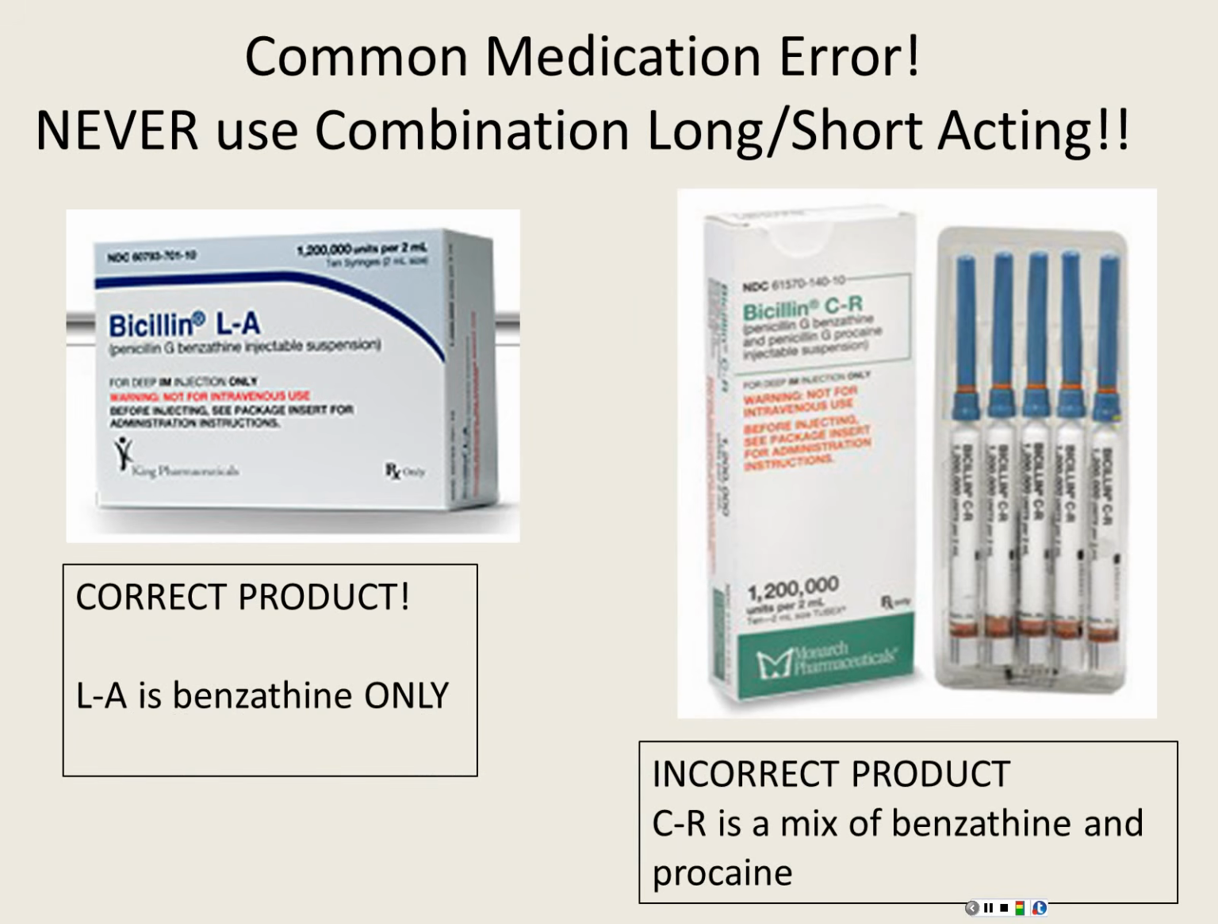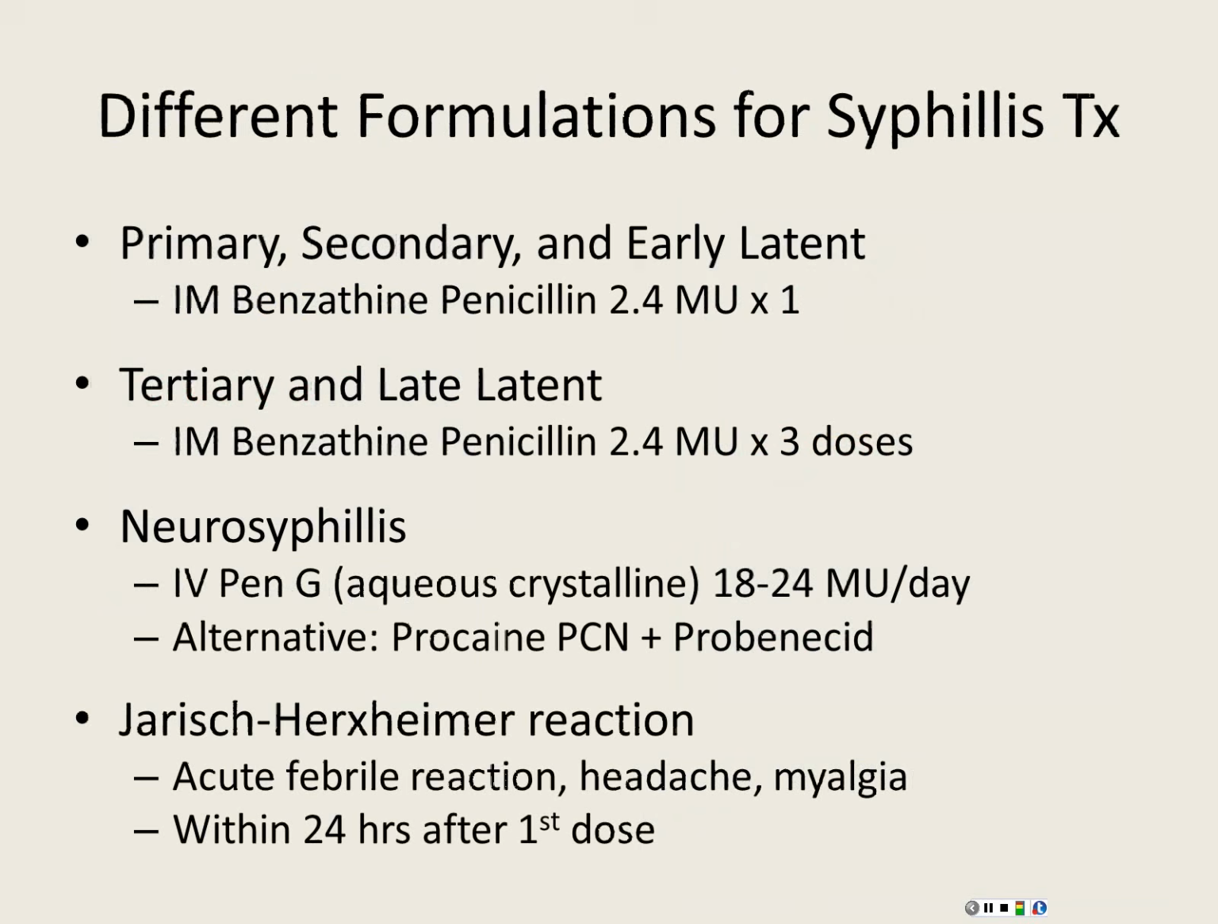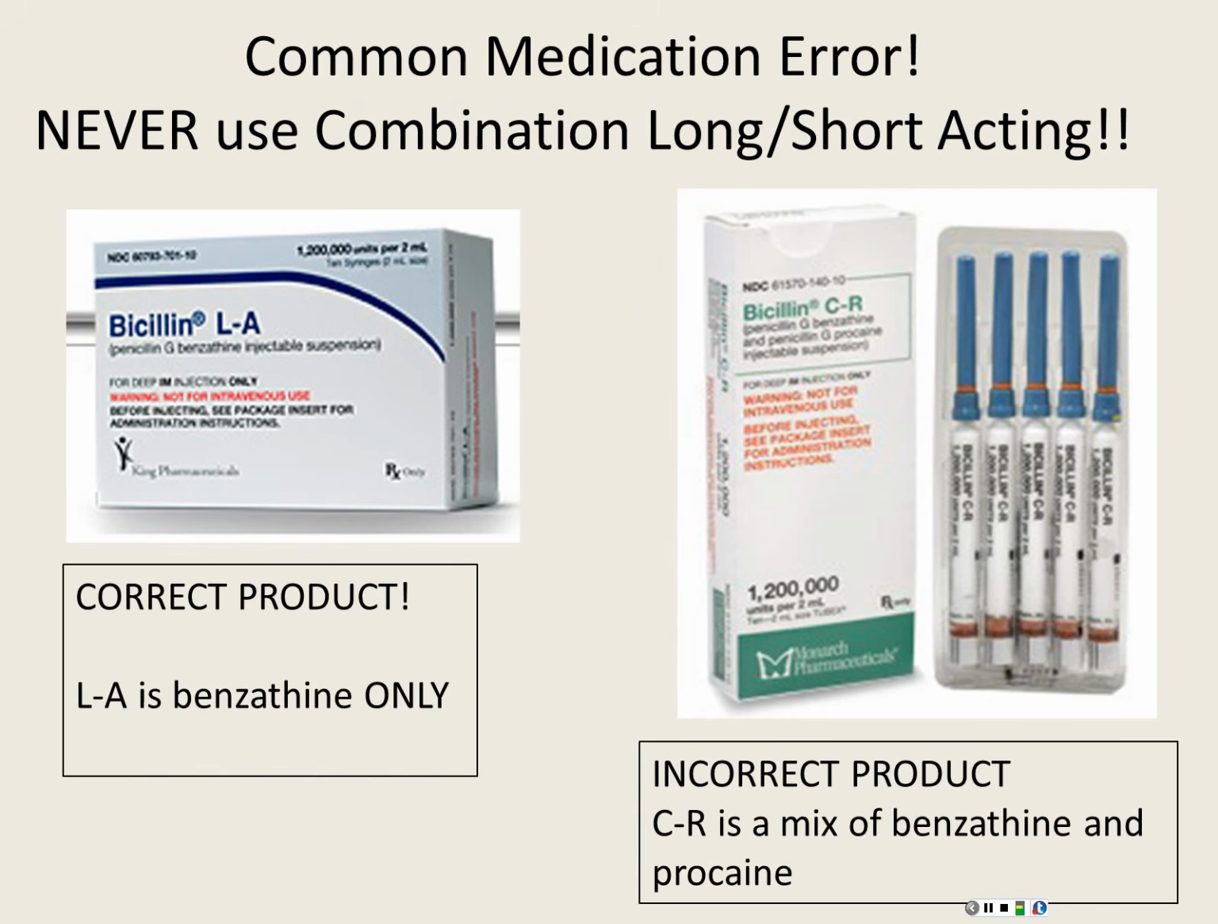The product on the right, which is a combination of the benzathine and procaine penicillin, is actually not indicated for any stage of syphilis. It's a mix of a long-acting and a short-acting penicillin, and so if we just look at these appropriate treatment options for any of the stages of syphilis, having a combination product is never appropriate, and it's never indicated. So just make sure when you're thinking syphilis and you're thinking of the intramuscular, you're writing for LA and not CR.